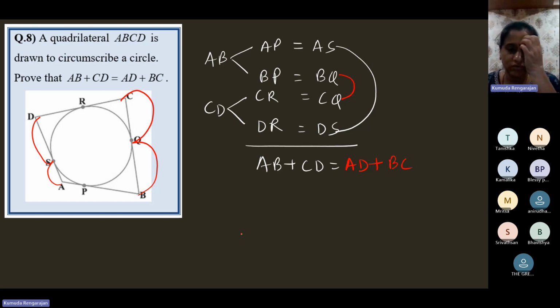So the theorem we have used is that tangents drawn from an external point of the circle are equal. So for this, you should write the reason as tangents from external point A are equal. Tangents from external point B are equal. Tangents from external point C are equal. Tangents from external point D are equal.